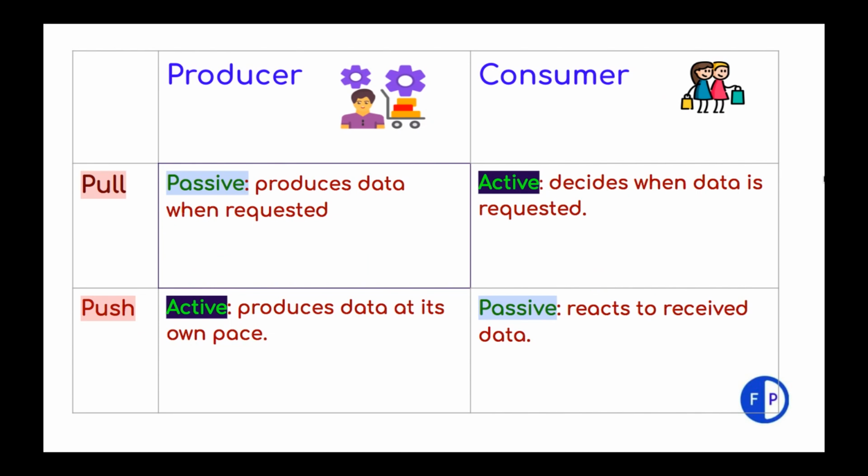In this typical example there are two working models, pull and push. In the pull model the producer is passive. It produces data when requested, and the consumer is active, deciding when data is requested. In the push model, the producer is active, produces data at its own pace, whereas the consumer is passive and reacts to received data. So we'll discuss all these things through the code so that we will understand how observables actually work, and when to consume, when not to, when we can stop, all those things step by step.